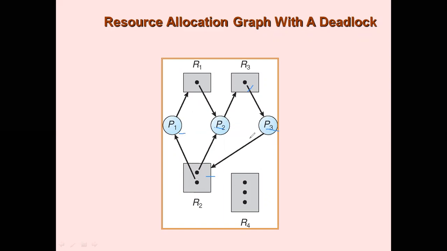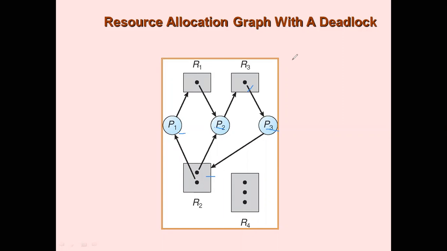So if there exists a cycle in this particular RAG, which is a resource allocation graph, hence there is a possibility of deadlock. But sometimes it so happens that if there is a cycle, you should not always conclude a deadlock, right? There can also be no deadlock in spite of the RAG having a cycle.